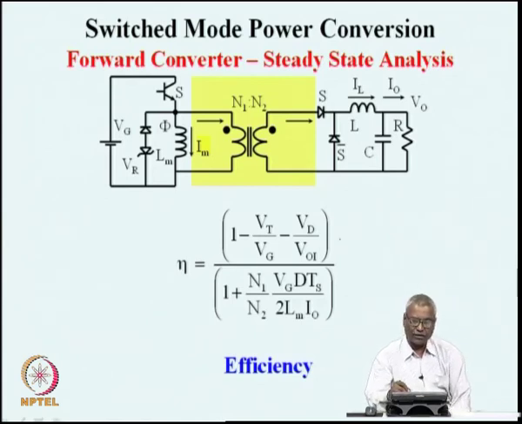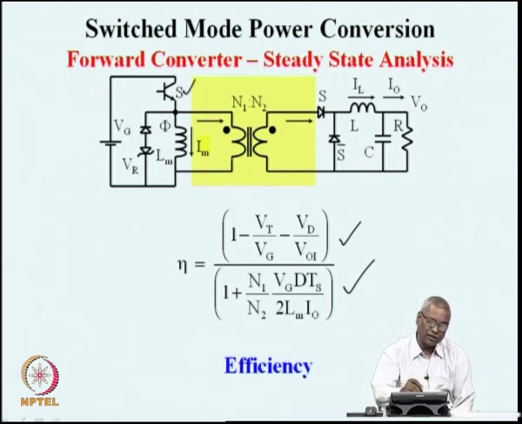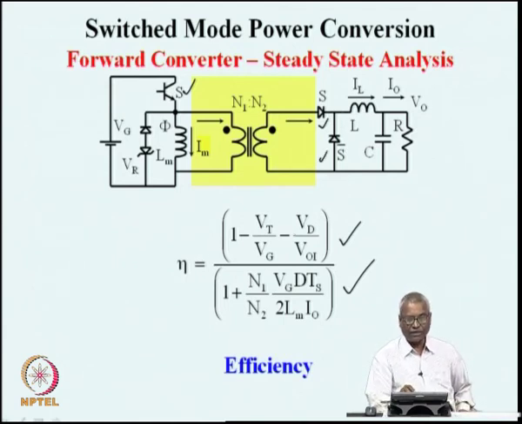You will find that the efficiency is now a correction factor because of the switches. The switches contribute to a correction factor 1 minus Vt by Vg minus Vd by the ideal output voltage, and the magnetizing current of L contributes 1 plus N1 by N2 Vg by 2 Lm dTs by I naught.